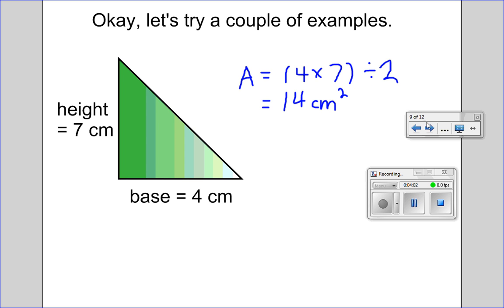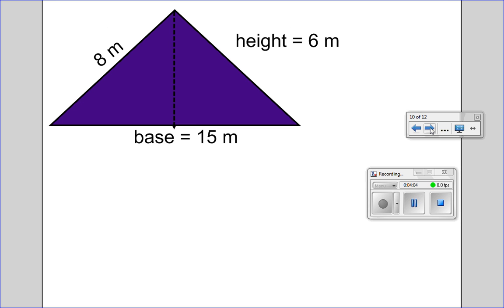Alrighty. Put the video on pause and give this one a try.